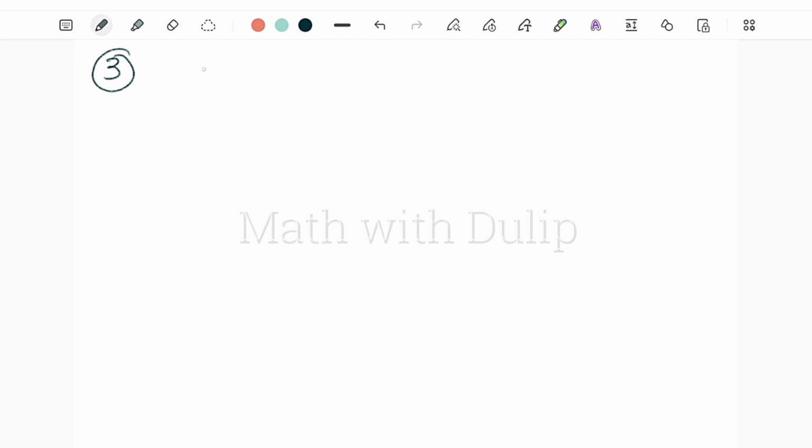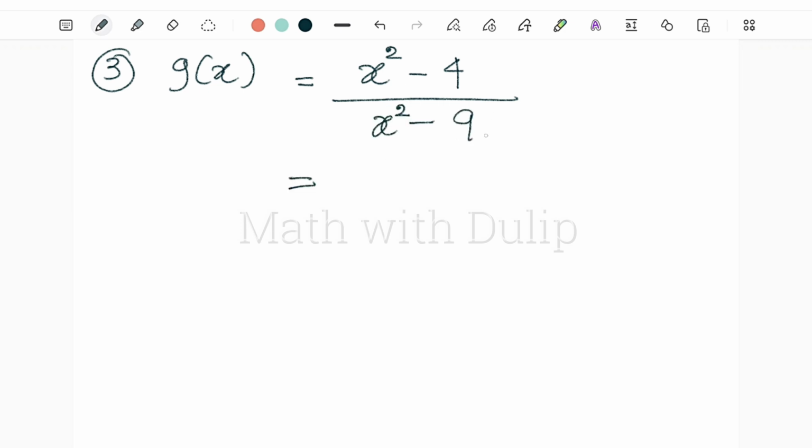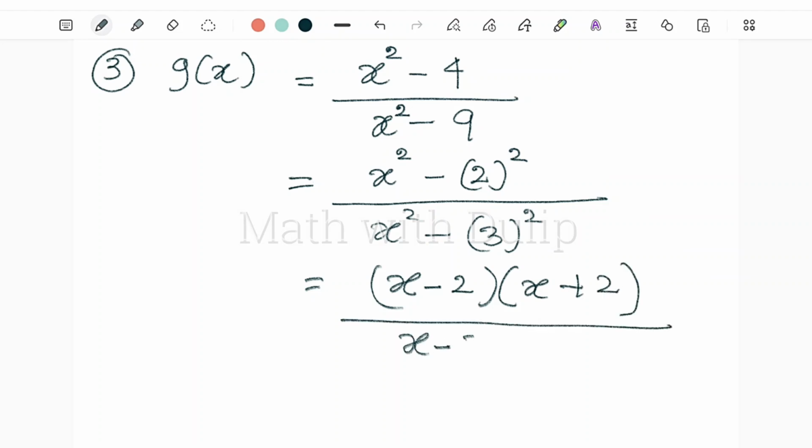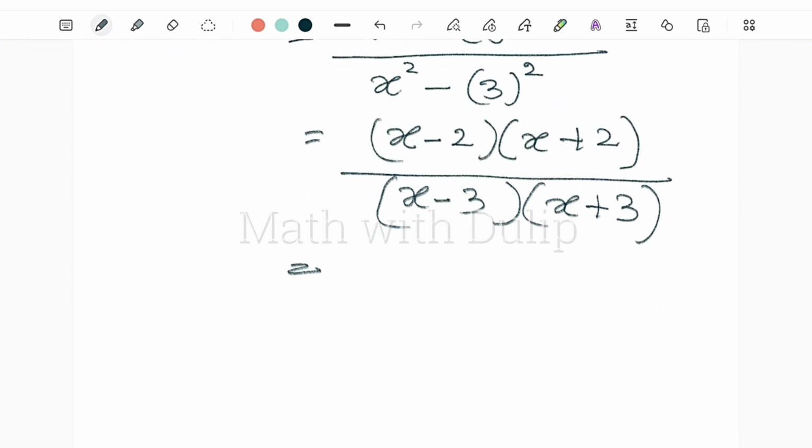Look at this one, number 3. g(x) = (x² - 4) divided by (x² - 9). The top part is a difference of two squares. Let me simplify further first. x² - 4 I can write as x² - 2², and x² - 9 I can represent as x² - 3². So on the top I can write (x - 2)(x + 2), divided by (x - 3)(x + 3), right? And then we know that the top is fine.